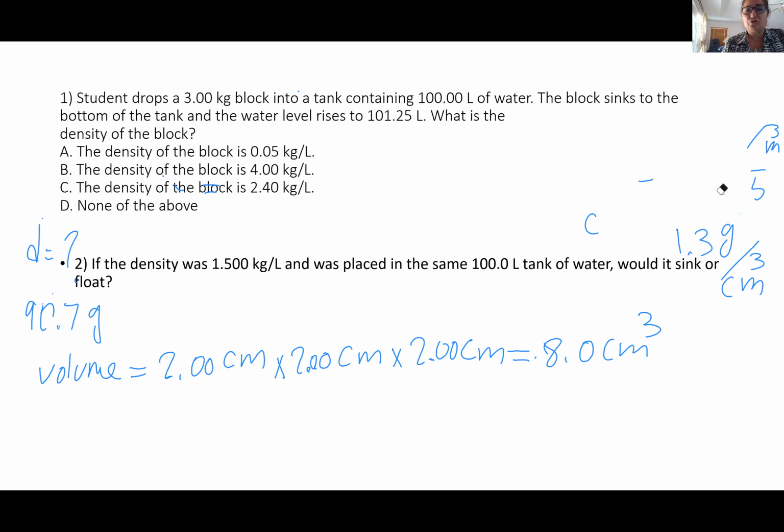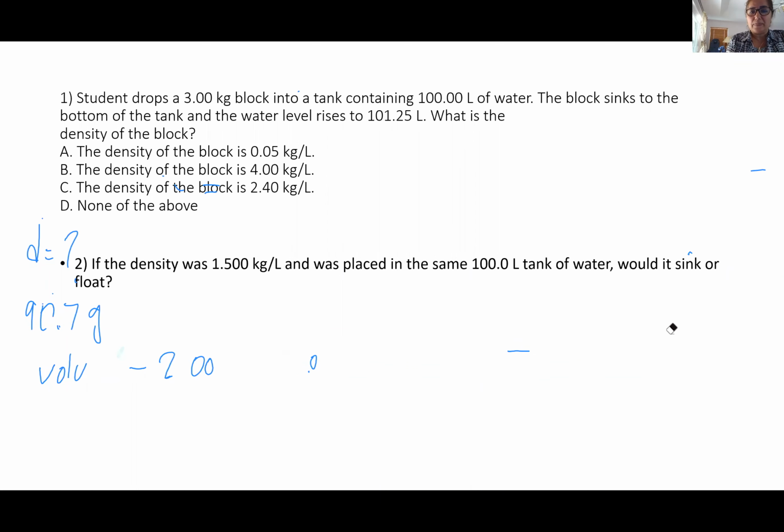The question is, a student drops a 3-kilogram block into a tank containing 100 milliliters of water. The block sinks to the bottom of the tank and the water level rises to 101.25. Now, that's the indirect measuring of volume for anything that is an irregular-shaped solid. So we do have a block, we don't know the dimensions, or maybe it's not standard dimensions. We can't calculate by using a mathematical formula. So we do it by displacement.